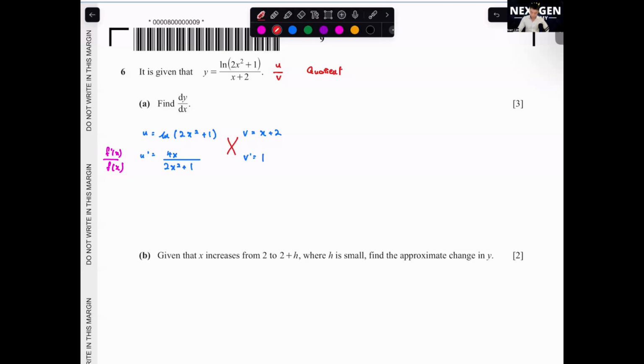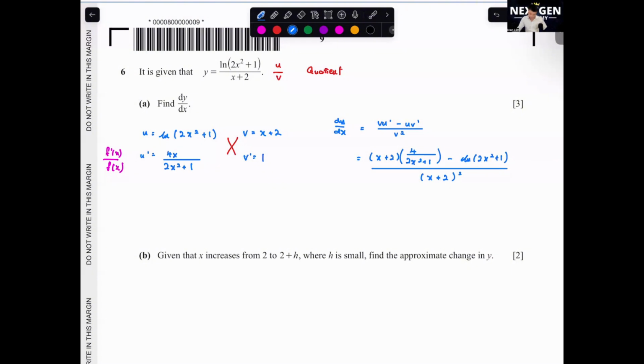So we take vu prime minus uv prime: dy over dx equals vu prime minus uv prime over v squared. That is x plus 2 times 4 over 2x squared plus 1, minus ln of 2x squared plus 1, times 1, don't need to write the times 1, over x plus 2 squared. Question for y'all: do we need to do anything more? Do we want to simplify this? No, don't itch your backside on this one. Just leave it over here. For the quotient rule, don't go and simplify it, unless they ask you to write it in a specific form, then only do you simplify it. Otherwise don't touch it. The more you do, the more mistakes you'll make.